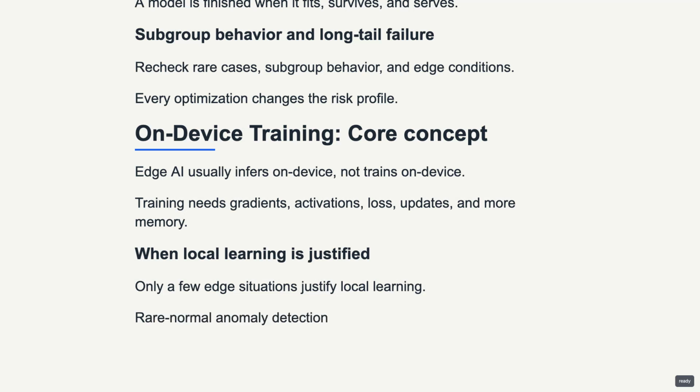One good fit is anomaly detection, where healthy behavior is common and failures are rare. A device can learn the normal pattern on-site and then watch for drift away from that baseline, especially when a remote location has its own local signature that is hard to capture elsewhere.